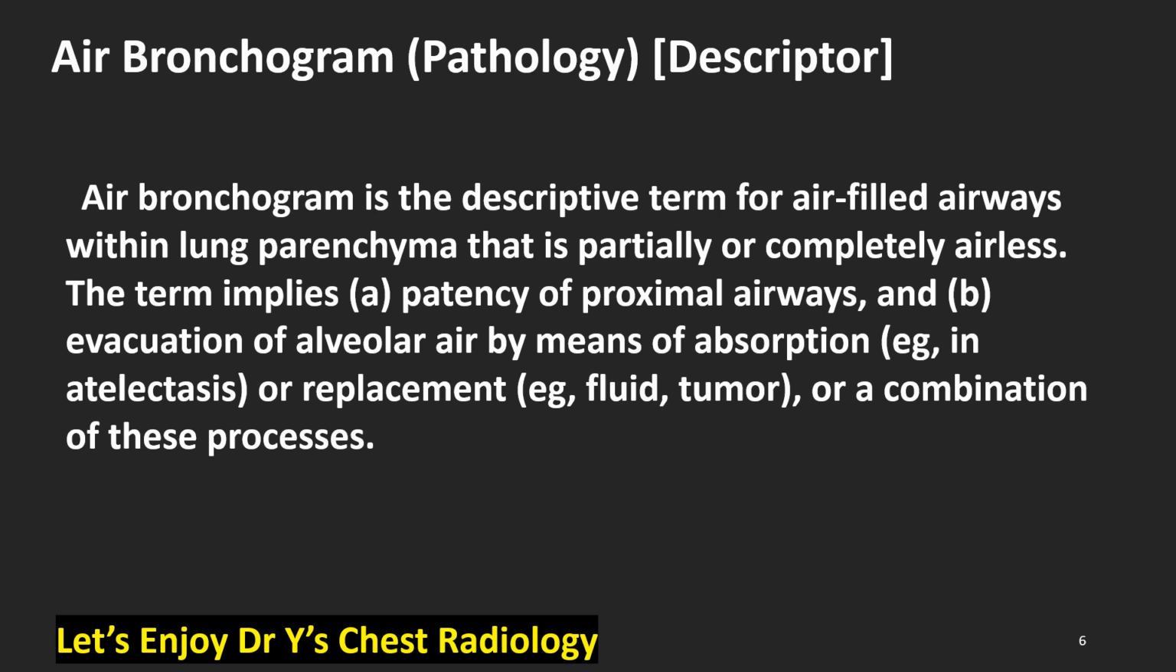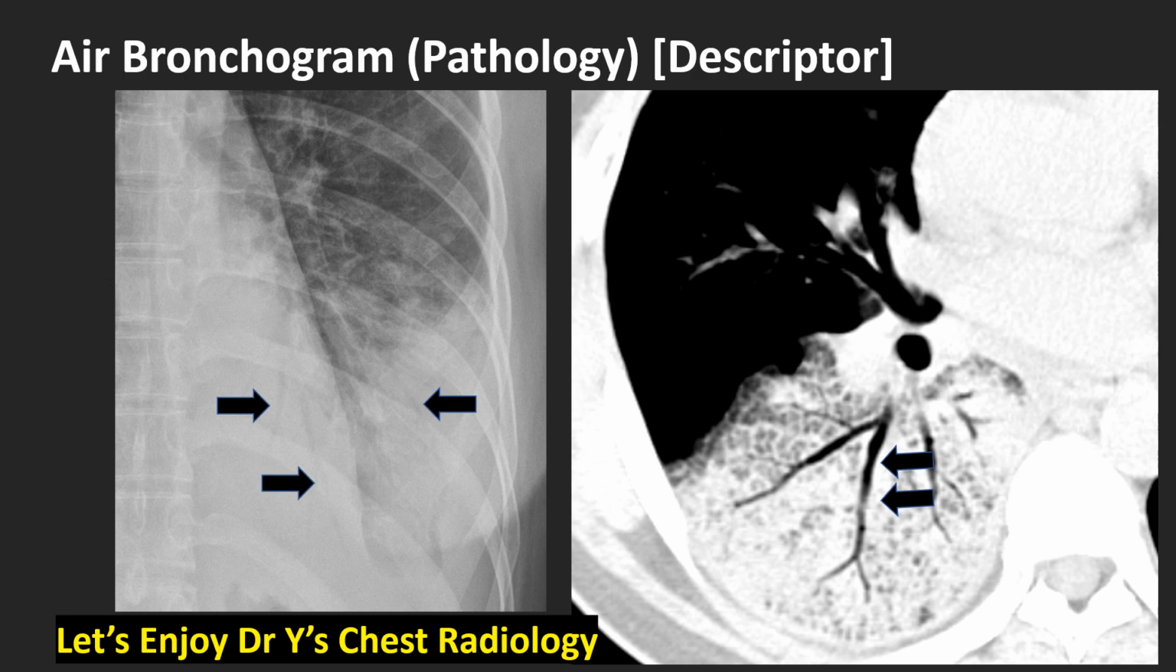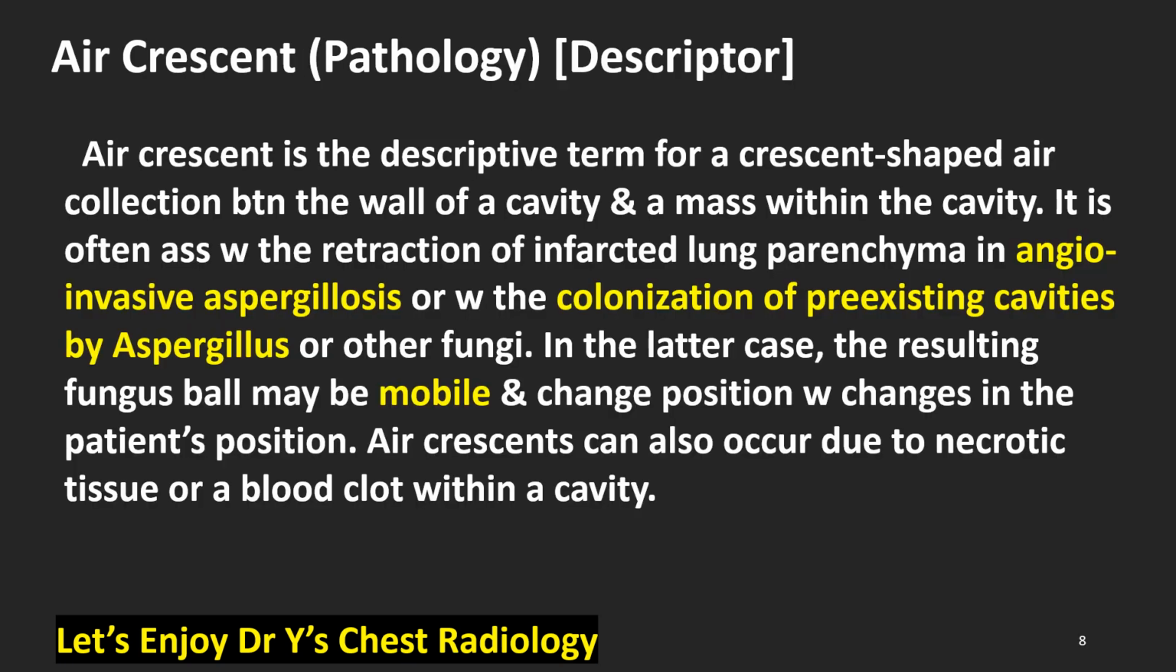Air bronchogram, pathology, descriptor. On your left side, the arrows indicate the air bronchogram of left lower lobe segmental bronchi in a pneumonia patient. On your right side, the arrows indicate air bronchogram of right lower lobe segmental bronchi in a pneumonia patient on CAT scan.